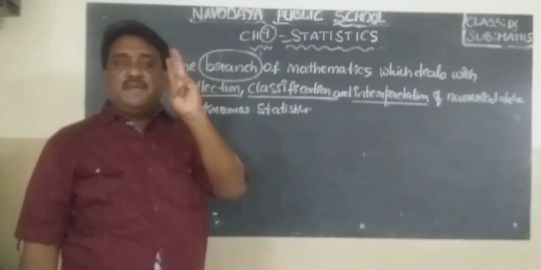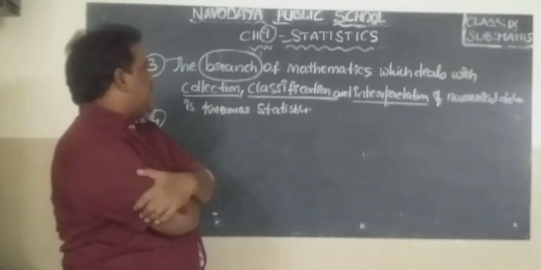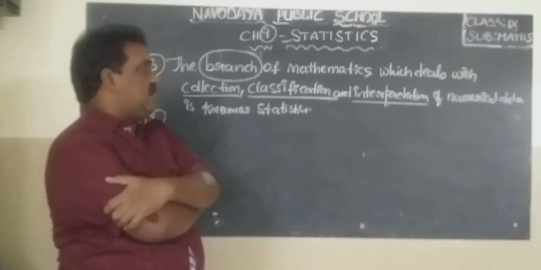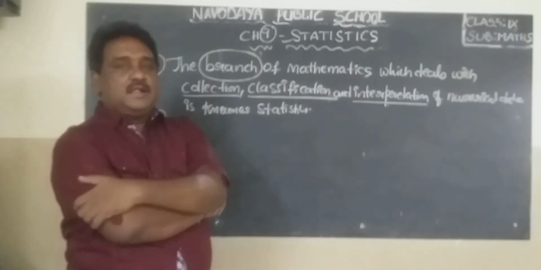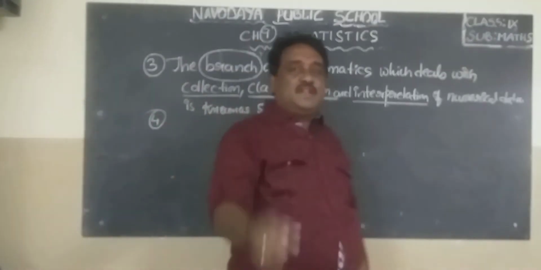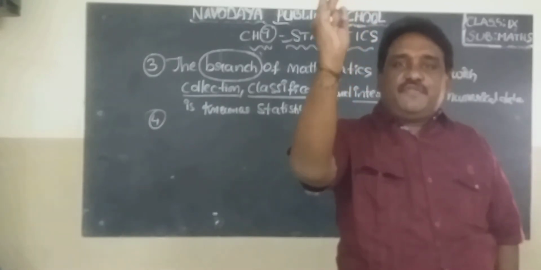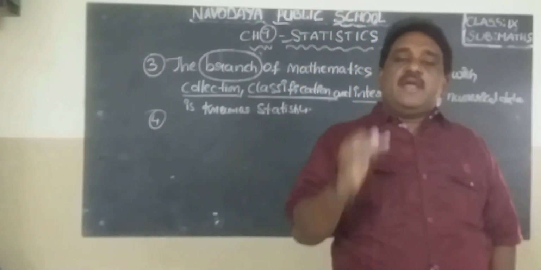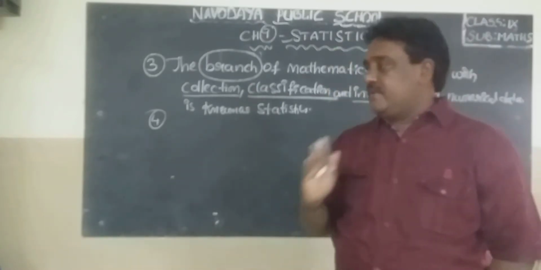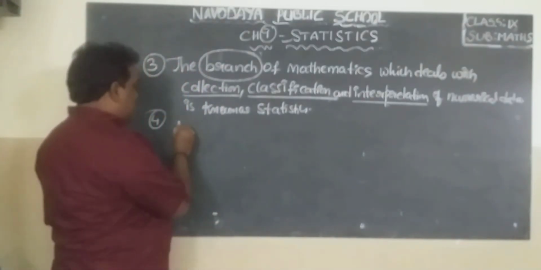Three are very important. The branch of mathematics which deals with collection, classification and interpretation of numerical data is known as statistics. So, what are the three important words in statistics? Number one, collection. Number two, classification. Number three, what is number three? Interpretation of numerical data.